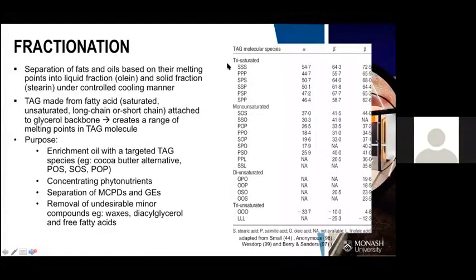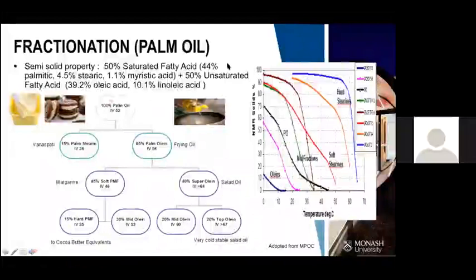So from a single oil, we can fractionate this palm oil into various fractions, which we can use for different purposes. Among all types of vegetable oil, palm oil is the most commonly fractionated oil, mainly because it contains 50% saturated fatty acid and 50% unsaturated fatty acid that gives it liquid property. That is why it is the most commonly fractionated oil.